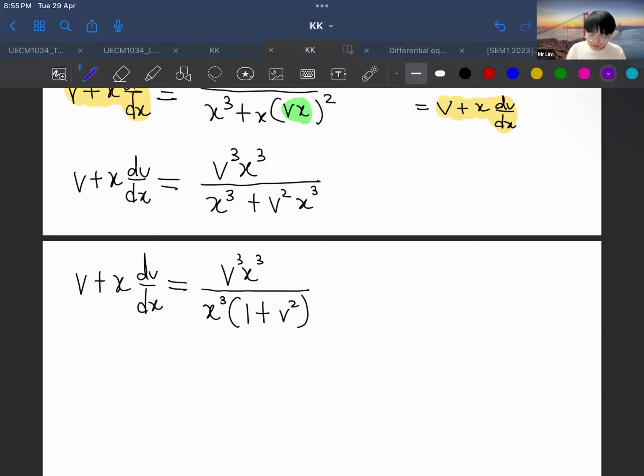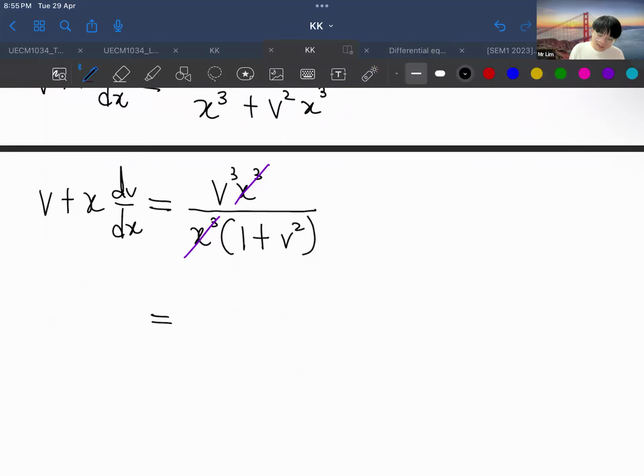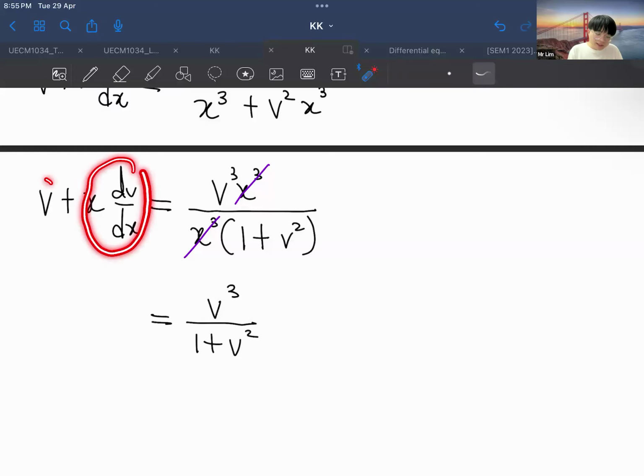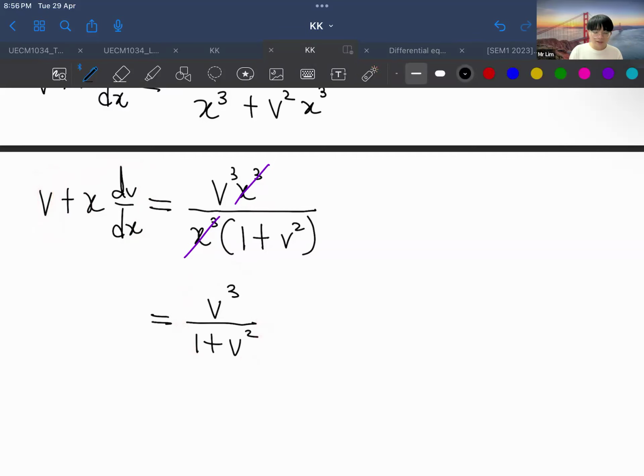So I can now cut the x cube and s cube. Okay. So now on my right hand side, I have v cube over 1 plus v squared. I'm not yet sure what is happening. But here is another v. Here, left hand side, there's another v. So this is just v. This is also just v. Why don't we put together and then simplify it?